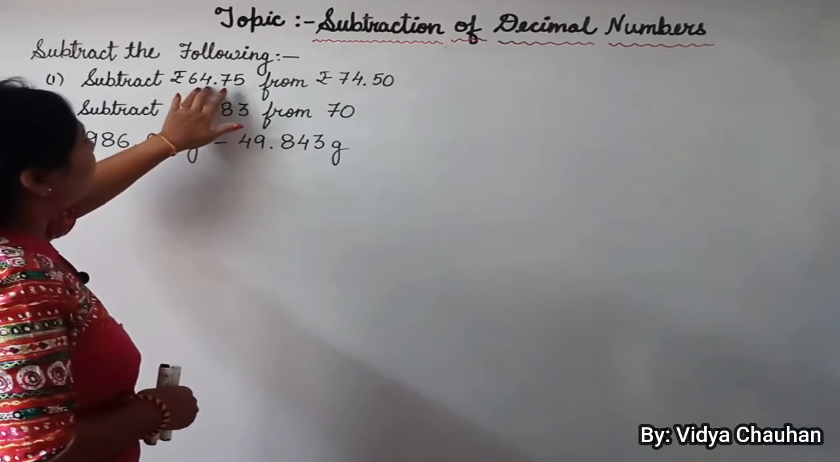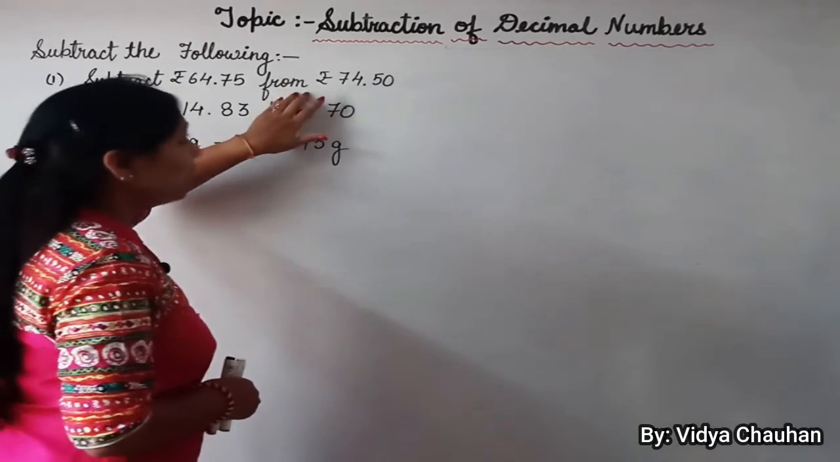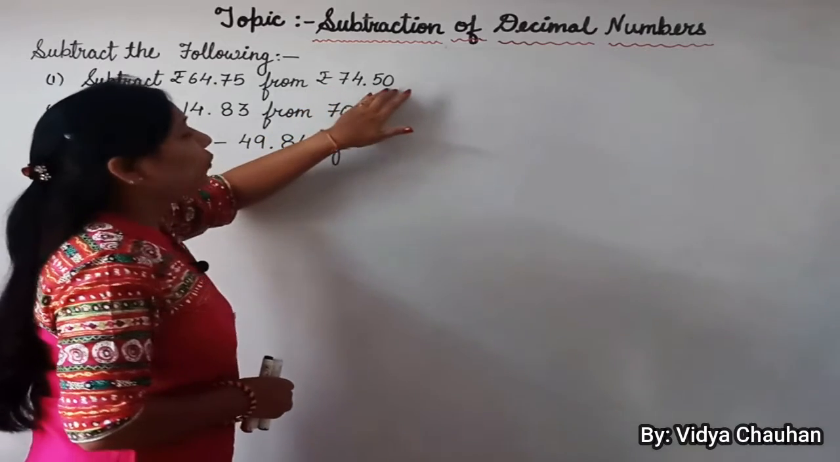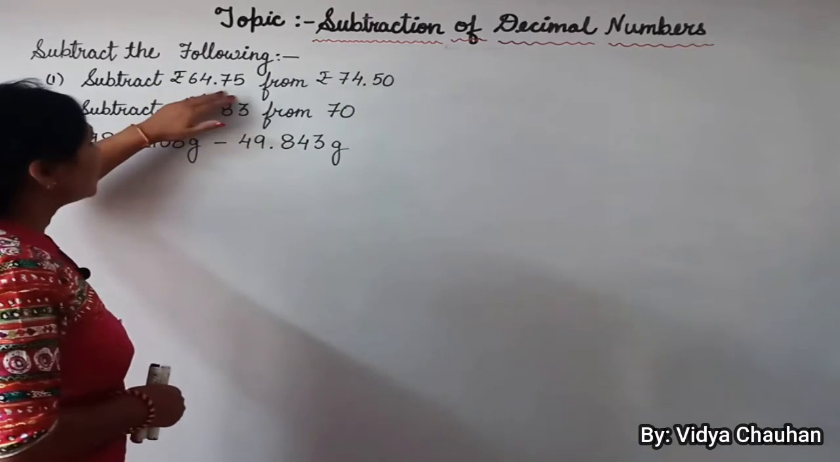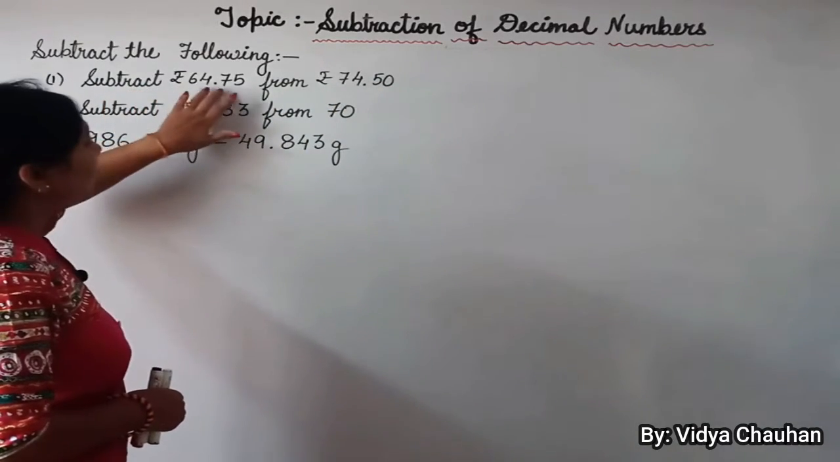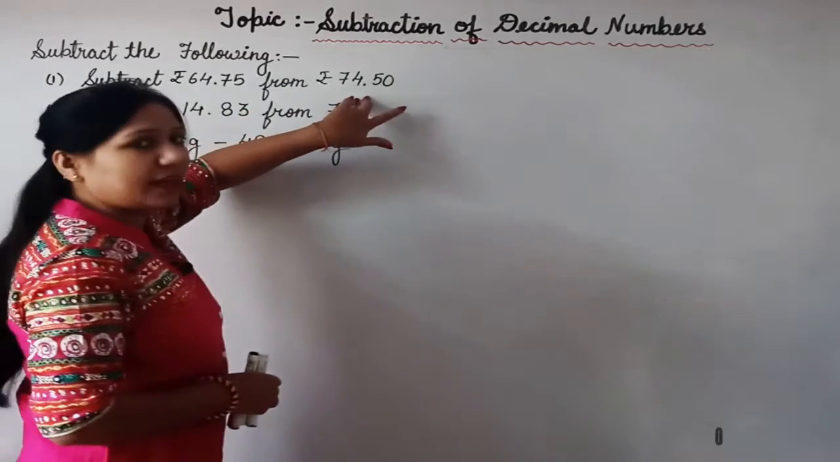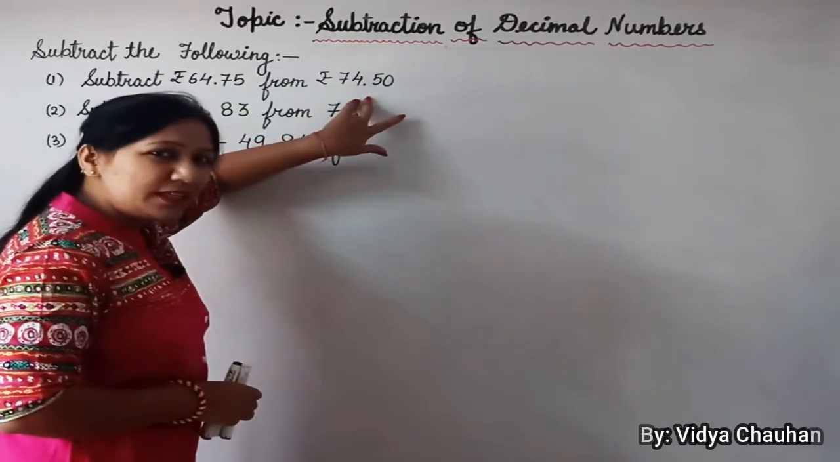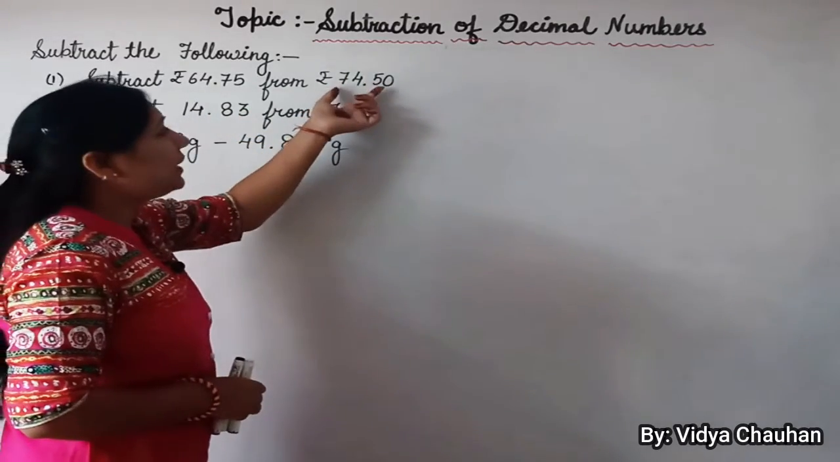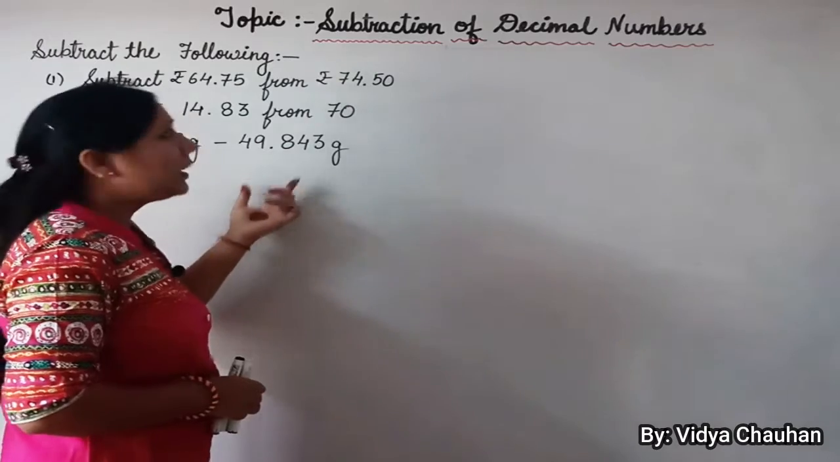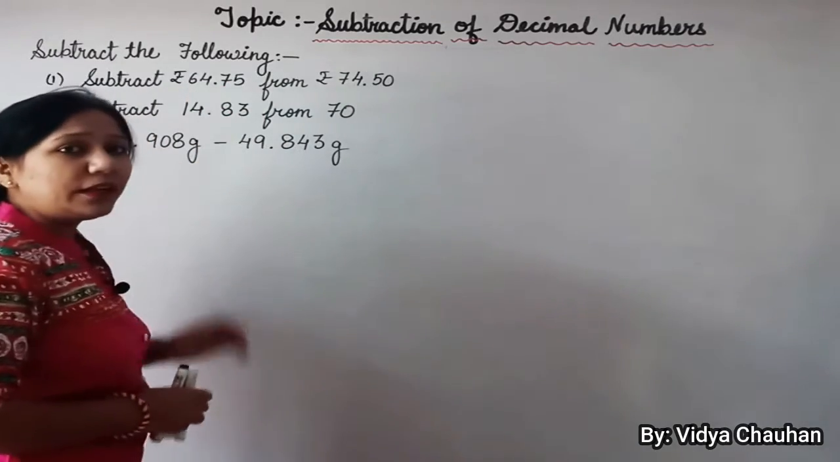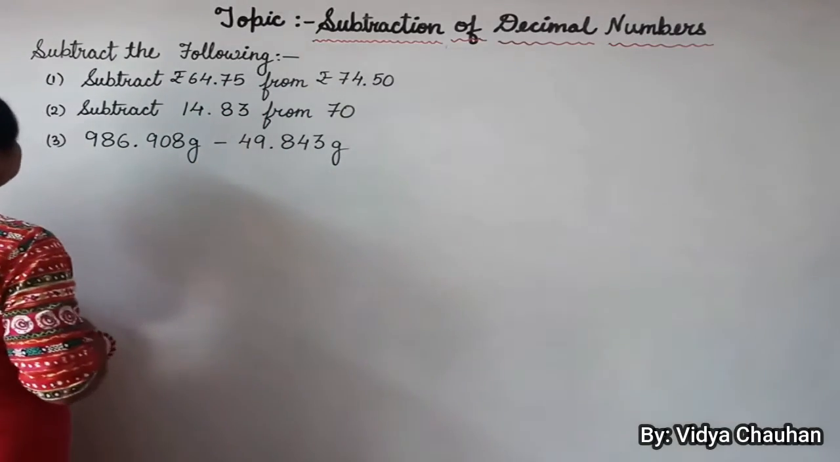Here I have taken 3 examples for you from your book. You have to subtract rupees 64.75 from rupees 74.50. In the first case, you have to subtract the first value from the second value. What does it mean? That means you will write the first number at the top and the second number after it. So let's start the solution.